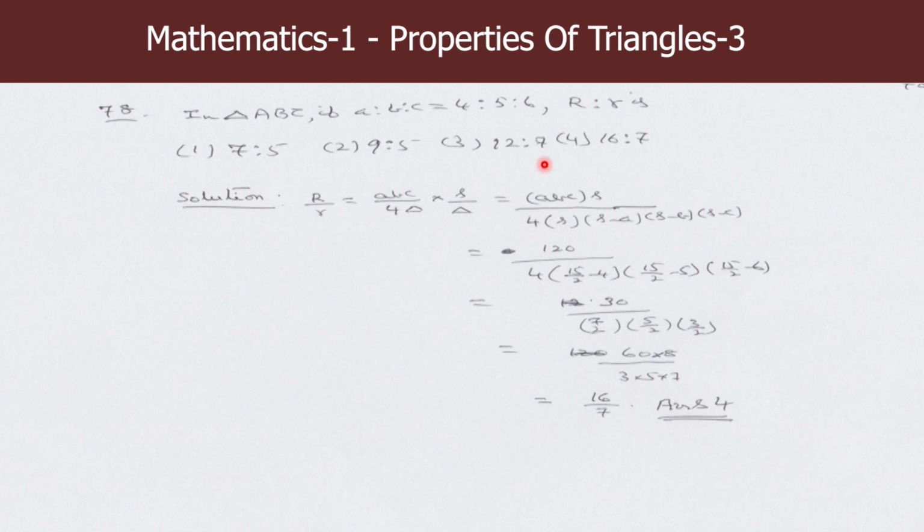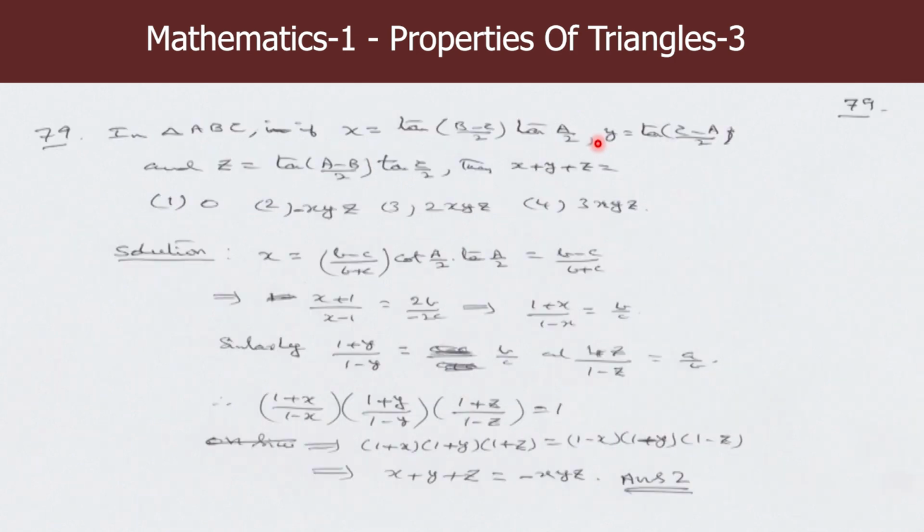So that is 120 by 4, the s will cancel, into (15 by 2 minus 4), (15 by 2 minus 5), (15 by 2 minus 6), because a plus b plus c is 4 plus 5 plus 6, that is 15. So 2s is 15, so s is 15 by 2. So s minus a into s minus b into s minus c. If you simplify it, substituting and simplifying, you will get the correct answer as 16 by 7. That is option number 4.